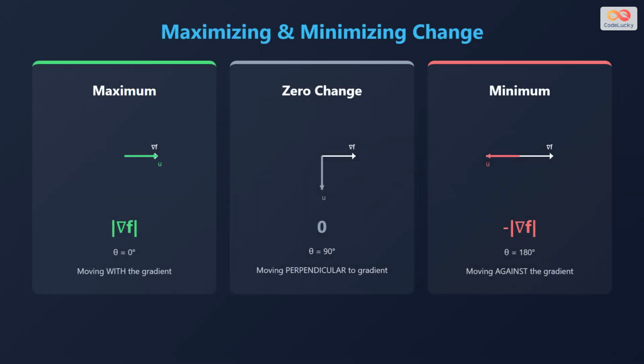This cosine relationship tells us something powerful. The rate of change is maximized when the angle is 0, meaning we move in the exact same direction as the gradient. It is 0 when the angle is 90 degrees, meaning we move perpendicular to the gradient, like walking along a flat contour line. And it is minimized, or most negative, when we move 180 degrees opposite to the gradient.